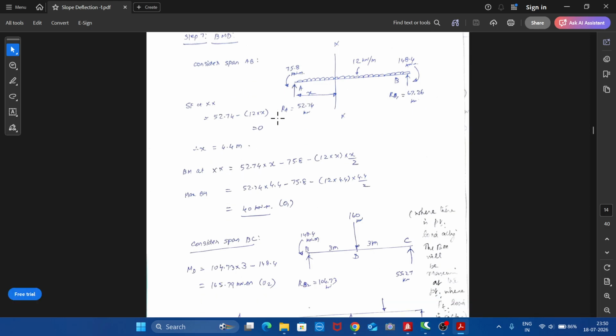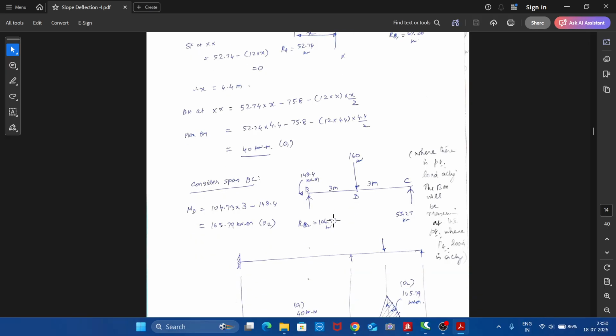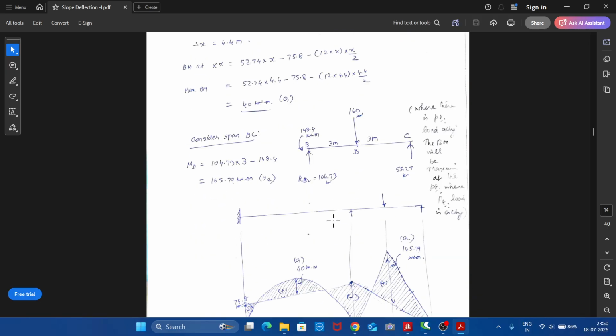So MXX equals 52.74 into X, left clockwise positive. This is left anti-clockwise, so minus 75.8. And this UDL will also produce anti-clockwise moment, so left anti-clockwise minus 12 into X by 2. So the maximum bending moment will be 40 kilonewton meter. We call that the O1 ordinate. In the diagram, I will show what O1 and O2 are.